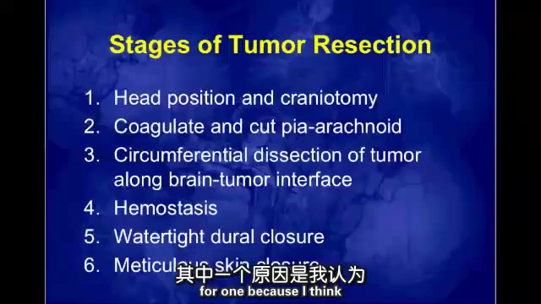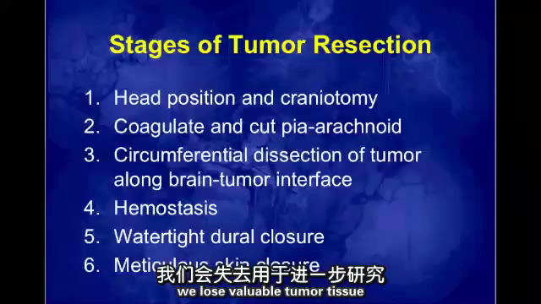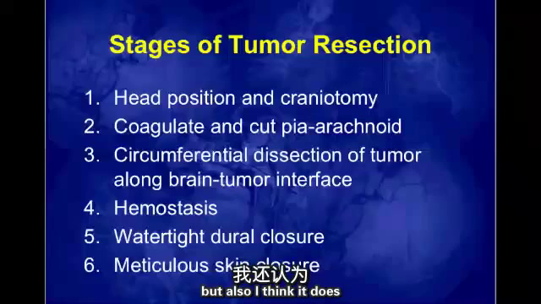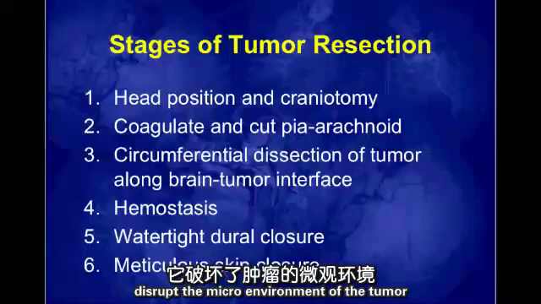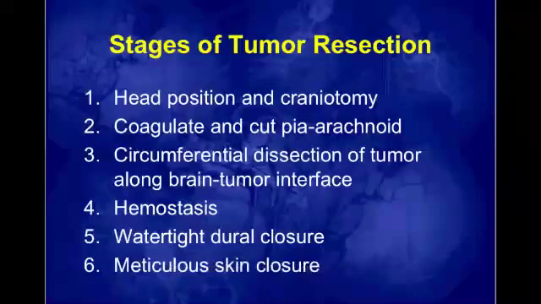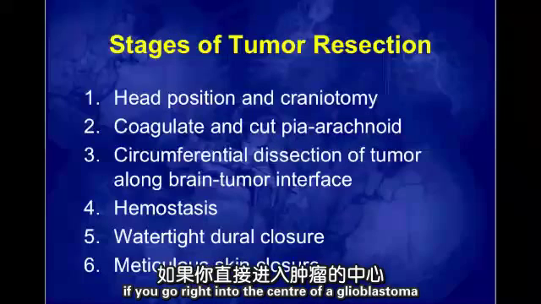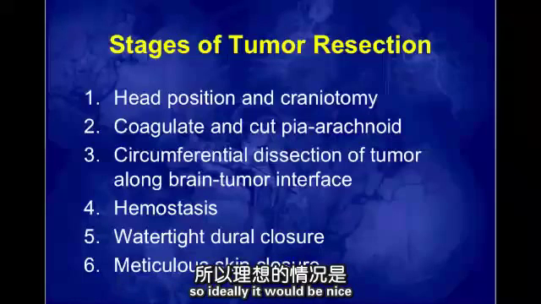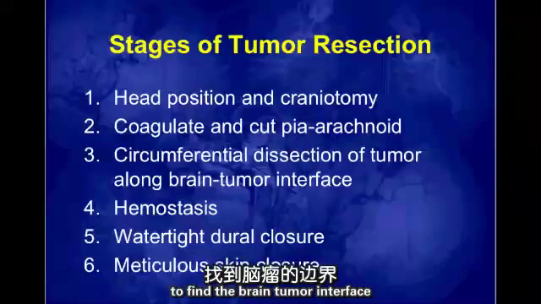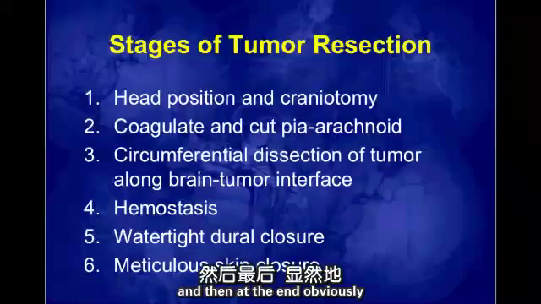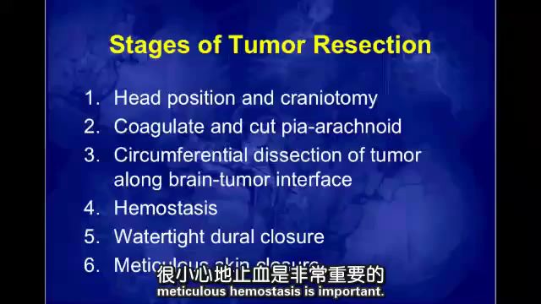For one, because I think we lose valuable tumor tissue for further analysis and diagnosis, but also I think it does disrupt the microenvironment of the tumor, and it's just sometimes a bloody mess if you go right into the center of a glioblastoma. So ideally, it'd be nice to find the brain-tumor interface and then dissect around that. And then at the end, obviously, meticulous hemostasis is important.